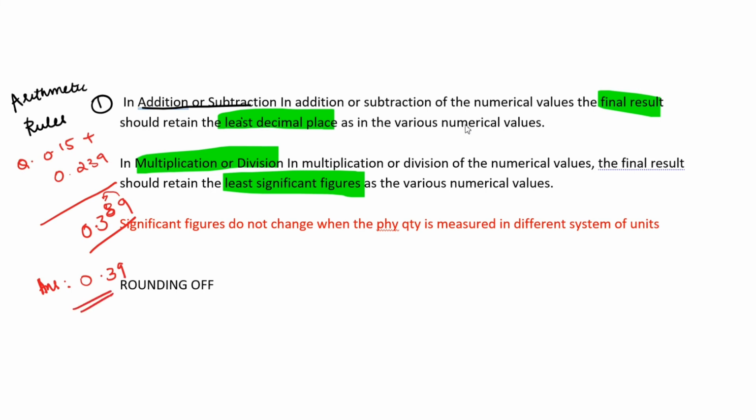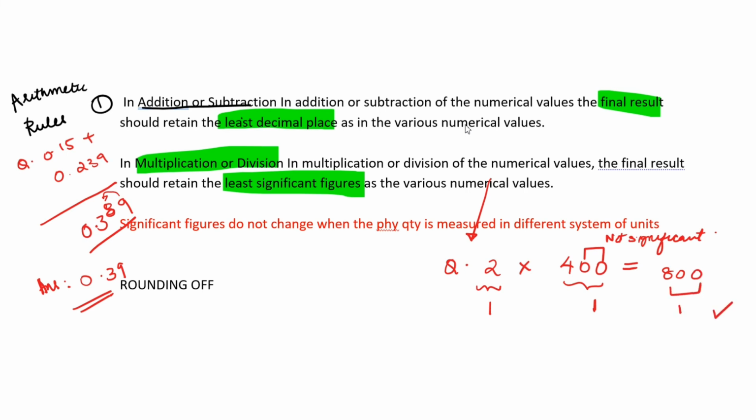Now let's take a question for the second point. For example, I take 2 into 400. What do you get? 800. So do you have to make any changes here? No. Why? Because 2 has only one significant figure, and 400 also has only one significant figure. These trailing zeros are not significant because it's a number greater than 1. For a number greater than 1, not a decimal number, the trailing zeros are not significant. So the final answer 800 also has only one significant figure. So this is the correct answer. You can just leave it like that.